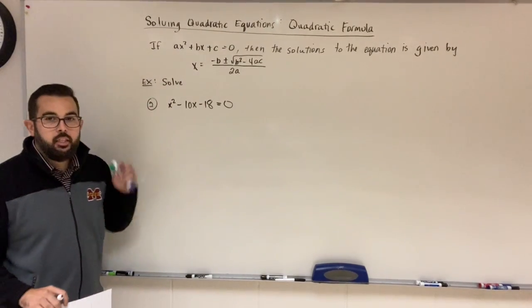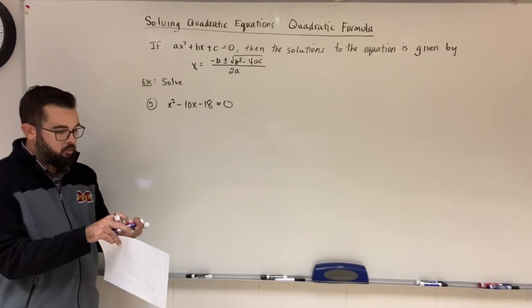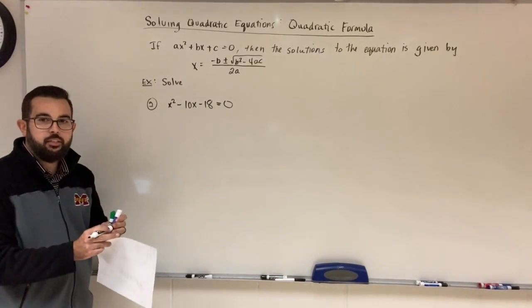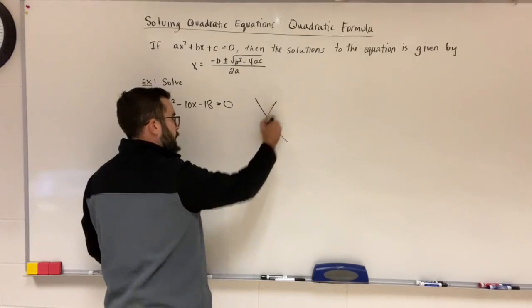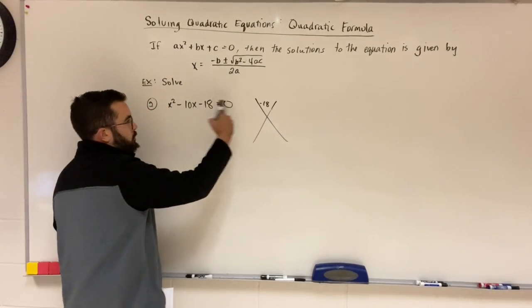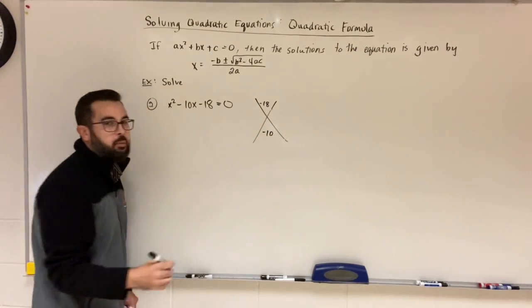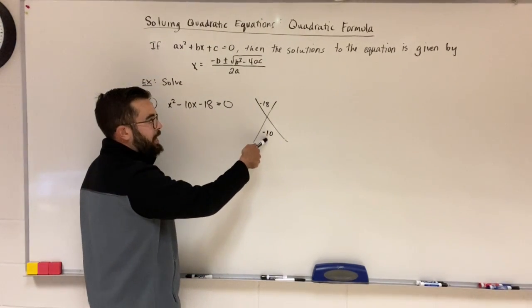All right, so let's look at this problem here. So if we think, well, I like factoring. Factoring's a lot quicker. Let's see if we can factor this. If we try on this problem to factor, we'd have negative 18 and negative 10 in our factor puzzle. We'd be asking what two numbers multiply to negative 18 and add to negative 10.